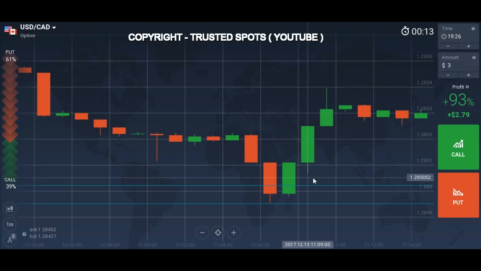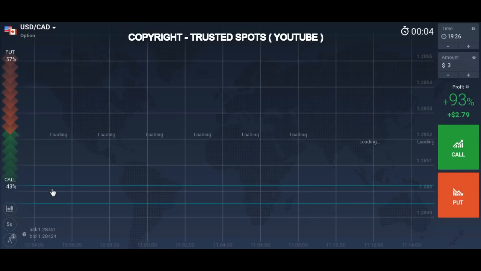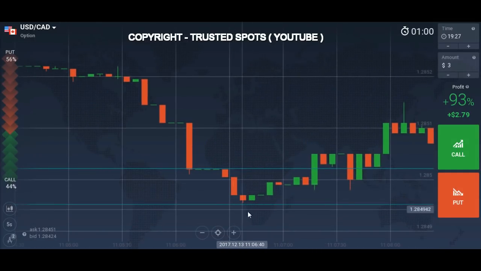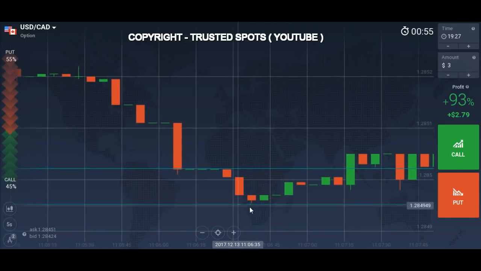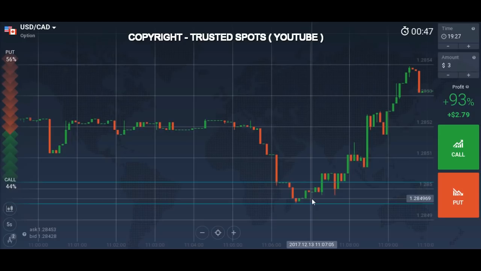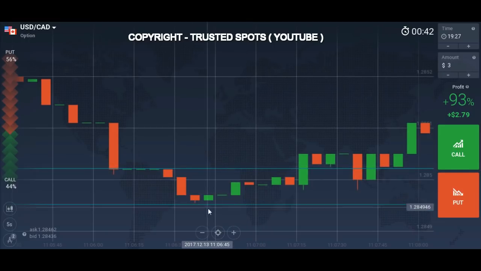But why are we using it? Because this small wick shows the entry of the buyers. If I change the 1 minute chart to a 5-second chart, you will be able to see it clearly. As soon as the market comes near this level, the formation of a small green candle starts to show up. It shows the entry of the buyers in the market, because this is what rejection is.